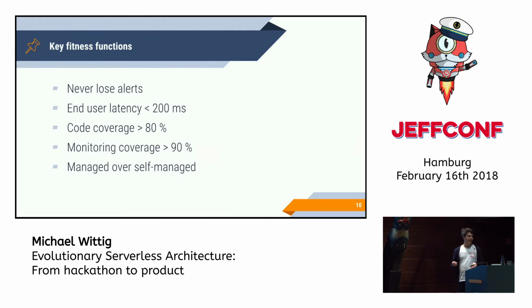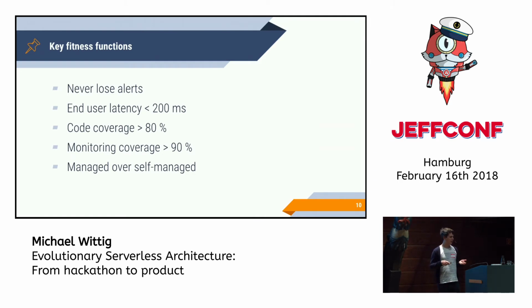So a few examples. What are key fitness functions of Marwood? The most important thing for us is we never want to lose an alert. So if you send an incident to us, we should never lose this. So we accept the alert, and then we forward it to Slack. As we learned, you expect the chatbot to respond within a few hundred milliseconds. So one of our fitness functions is that the end user latency should be below 200 milliseconds to respond fast if you talk to our chatbot.